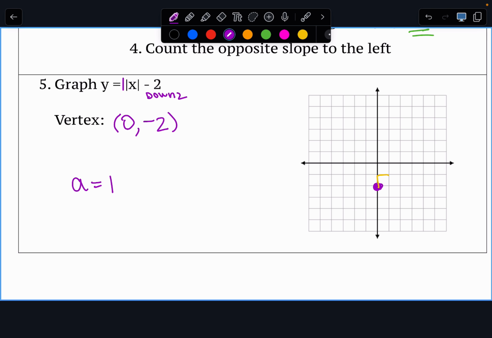Since a is 1, we are going to count slope: up 1 over 1. That's half of my V. How do I get the other half? By going the other way, which makes it a negative. Up 1, left 1.